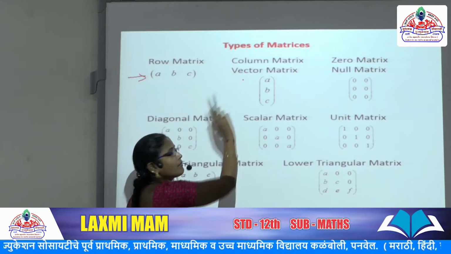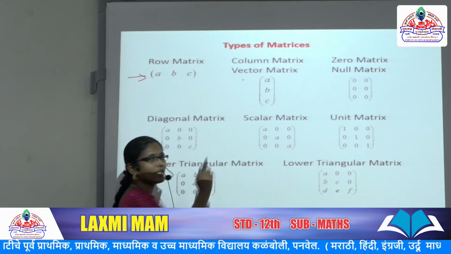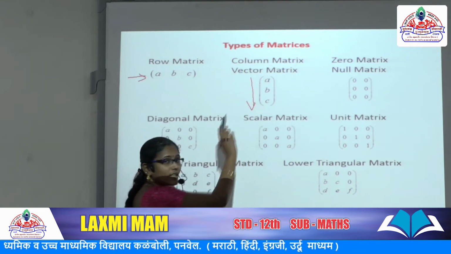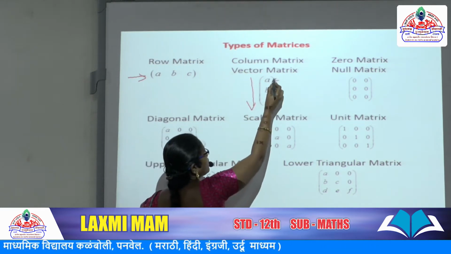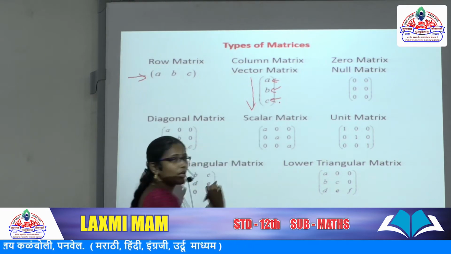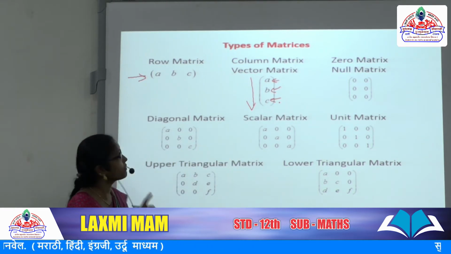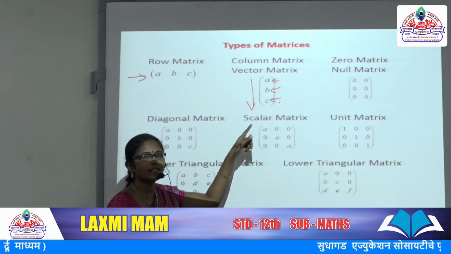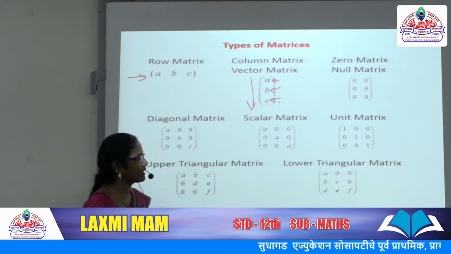Column or vector matrix. How many columns are there? See here, only one column. Don't look at the rows, here the rows are 1, 2, 3. We don't need to see the rows. We have only one column, then the matrix is called a column matrix or vector matrix.